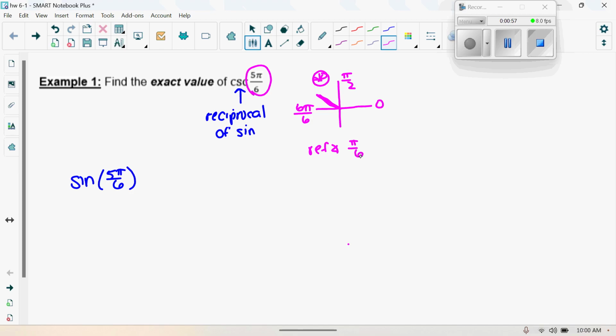And I know that sine is positive in quadrant 2. So I am looking for positive sine of pi over 6. And then I'm going to take that answer and flip it. Hopefully you know your exact values, or you are going to memorize them, because the sine of pi over 6 is 1/2. But then it's a reciprocal, so I need to flip it. So that means that the cosecant of 5 pi over 6 is equal to 2.